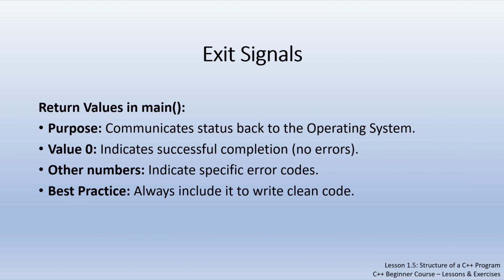At the very end of the main function, you will usually see return 0. This is how your program reports back to the operating system when it finishes. Returning the number 0 means everything went smoothly and the program completed without errors. Other numbers can represent specific error codes. While modern C++ lets you leave this line out of the main function, keeping it is an excellent habit for beginners.